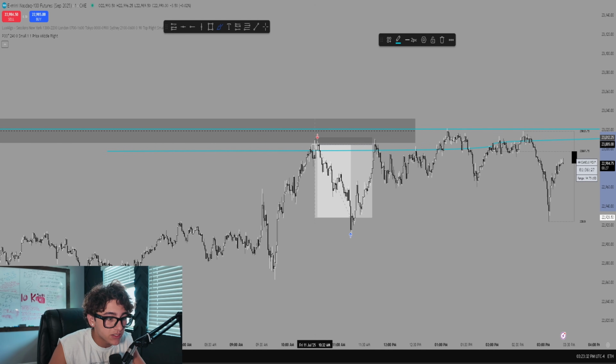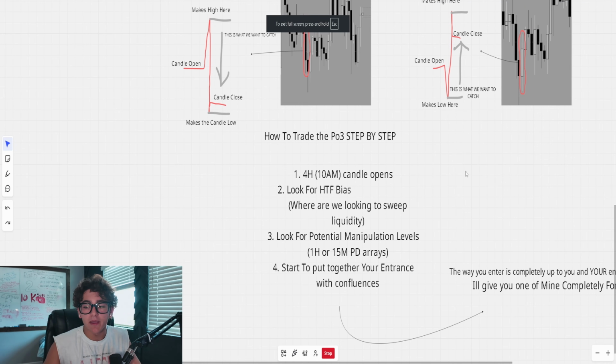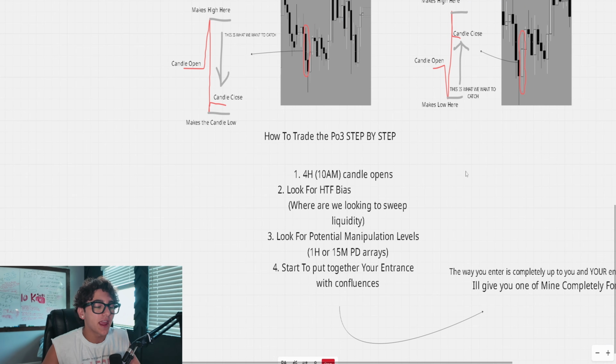You catch the manipulation move from there, the 15-minute, and then you trade the distribution, which is that move right there. And that is a trade that we caught today using this exact same strategy. So obviously, the main mystery lies in now, how did I end up entering this trade?